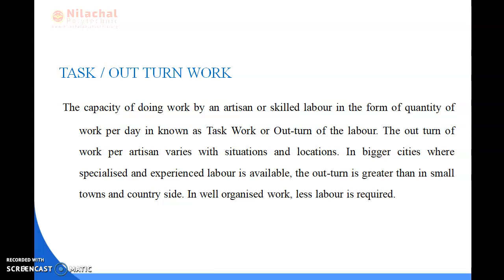The capacity of doing work by an artisan or skilled labor in the form of quantity of work per day is known as task. So it is the capacity of doing work. How much work we are doing per day is known as the task of work, or outturn of the labor. How much quantity of work is done by a labor per day, how much quantity of cement concrete, how much quantity of brickwork. So it is based on the quantity of work done per day. It is known as the task or outturn.